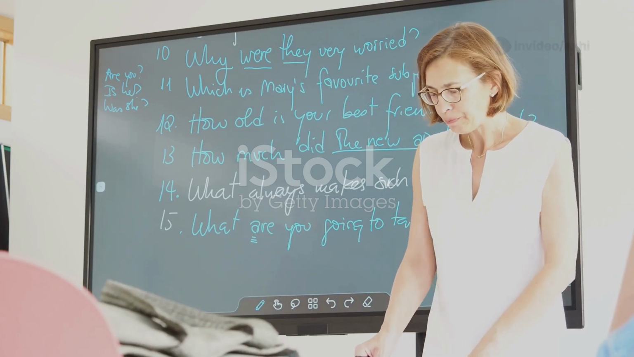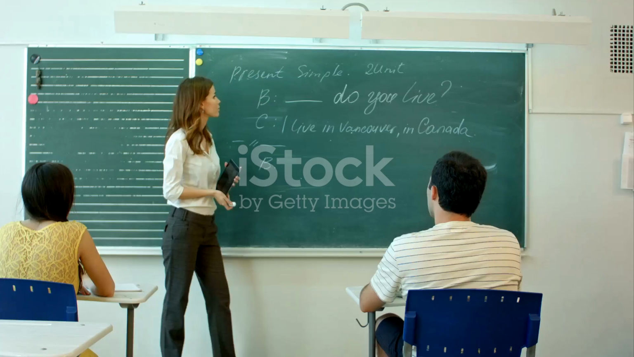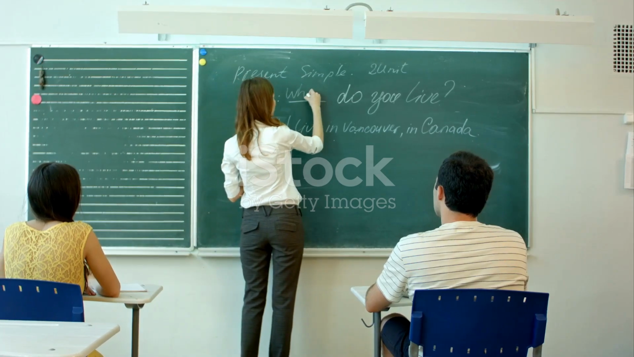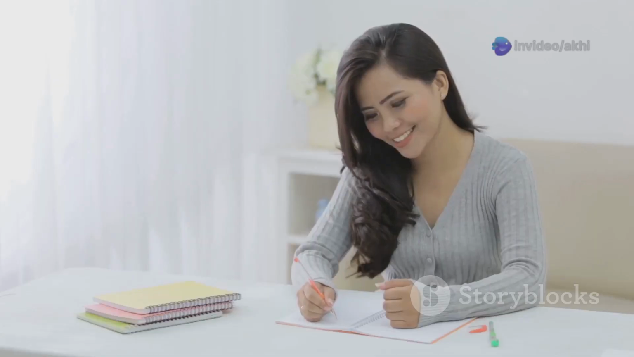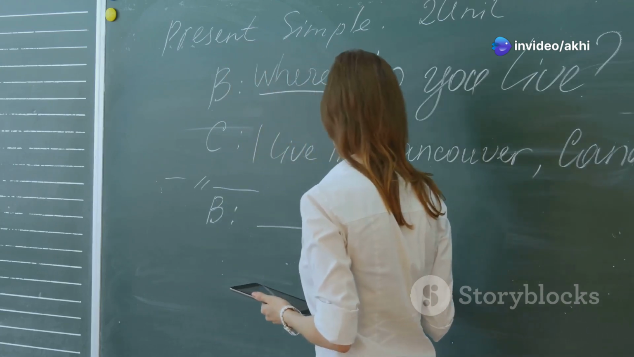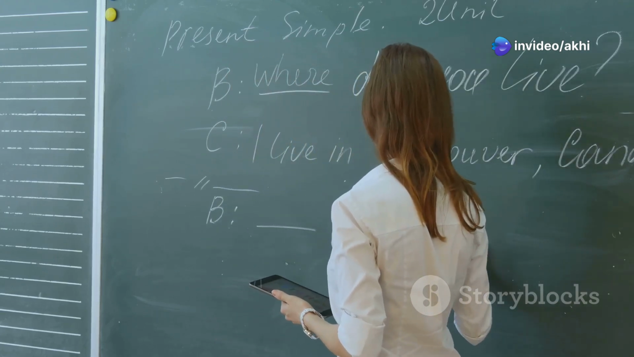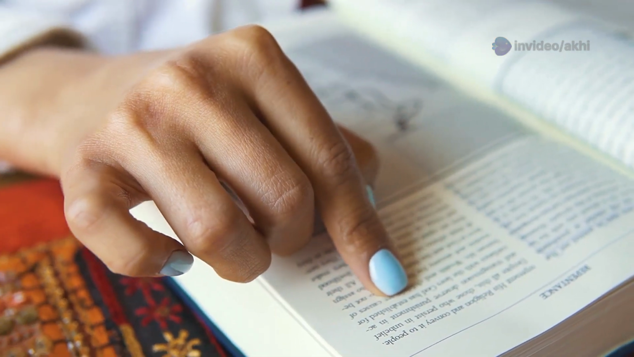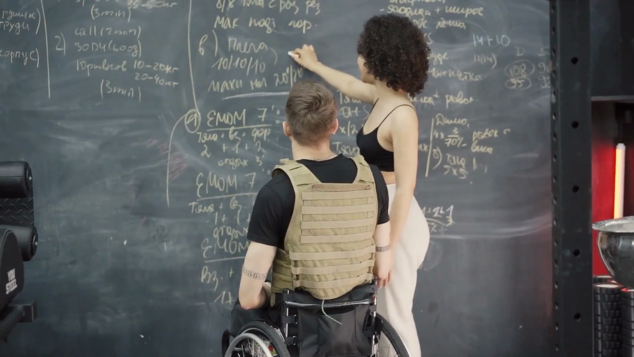Building zero conditionals. The simple structure. Zero conditional sentences have a very clear structure. This structure is quite easy to learn and use. The typical structure is if plus present simple, present simple. The if part of the sentence introduces the condition. The other part of the sentence states the result.